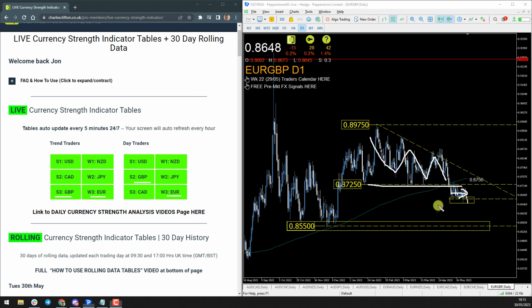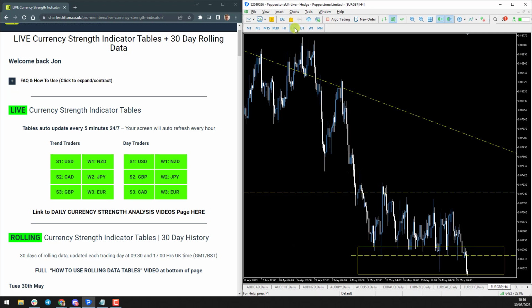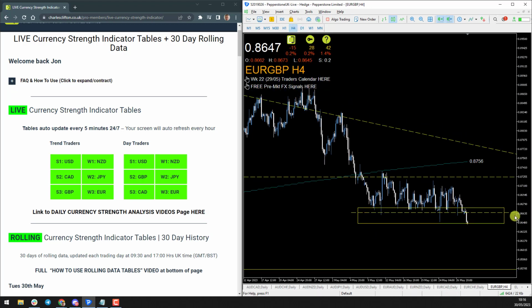Now, if that consolidation breaks to the downside, I think there's a good opportunity for price to trade all the way down to the 0.8550, which were the lows back in November and December of 2022. So I'm actually looking for a short here. I'm on the 4-hour time frame though, and we're still around support. What I mean by that is, you can see this kind of spike low in here. We're still around that area.